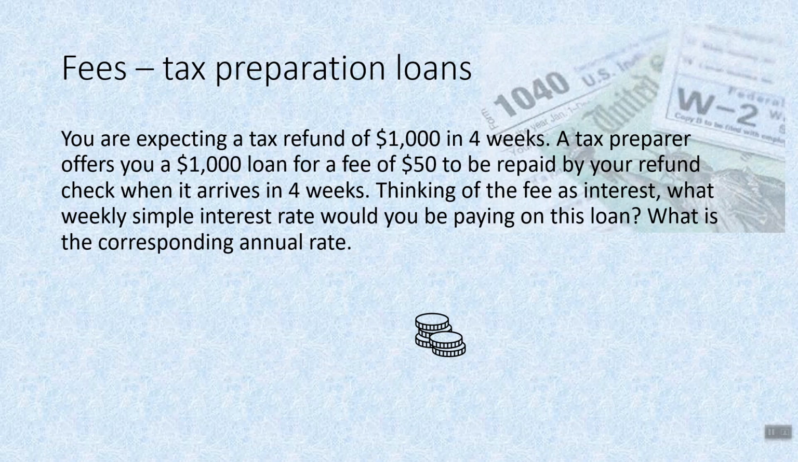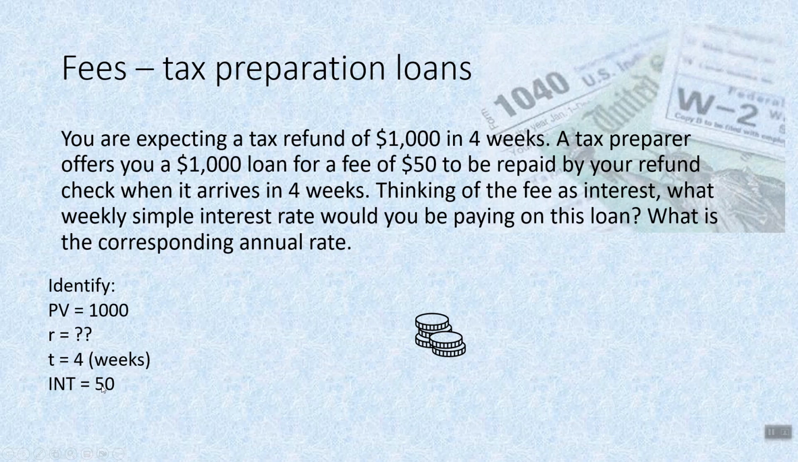This person's refund happens to be $1,000. Thinking of the fee as interest, what weekly simple interest rate would you be paying on this loan? Second question, what is the corresponding annual rate? So let's take a look at the first question. We have a present value of $1,000. We have no idea what the rate is. We know that our time is 4 weeks. And our interest, right, thinking of the fee as interest, fee of $50 is our interest.